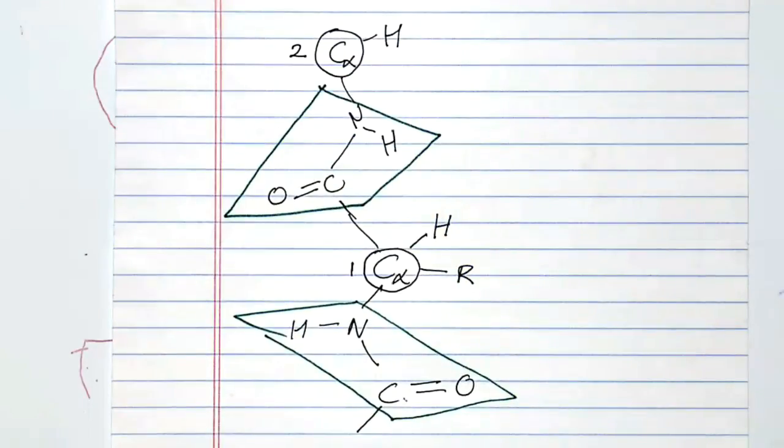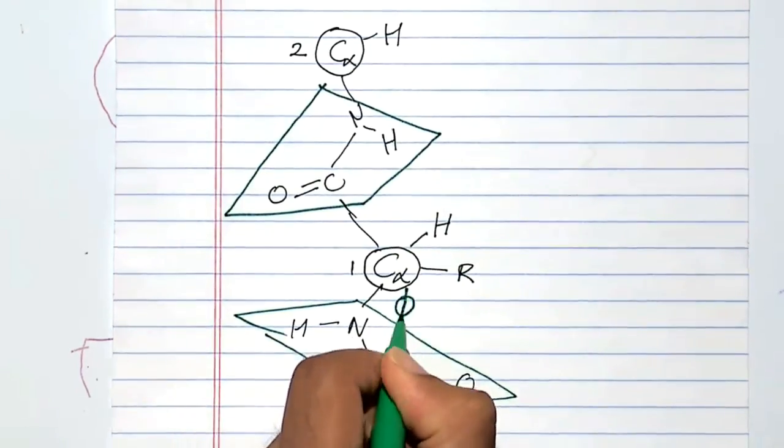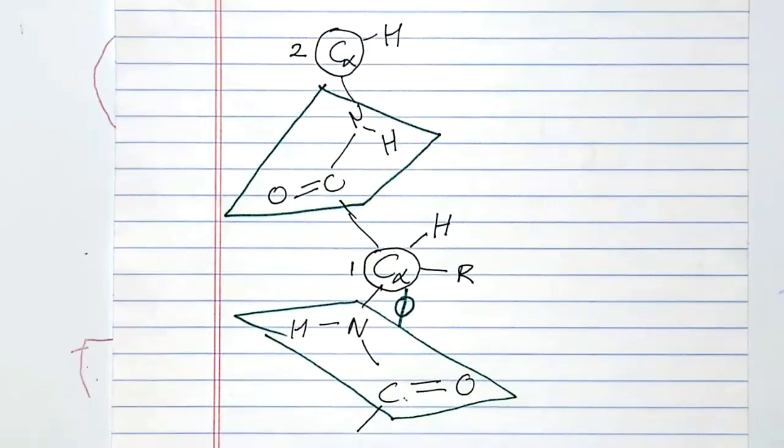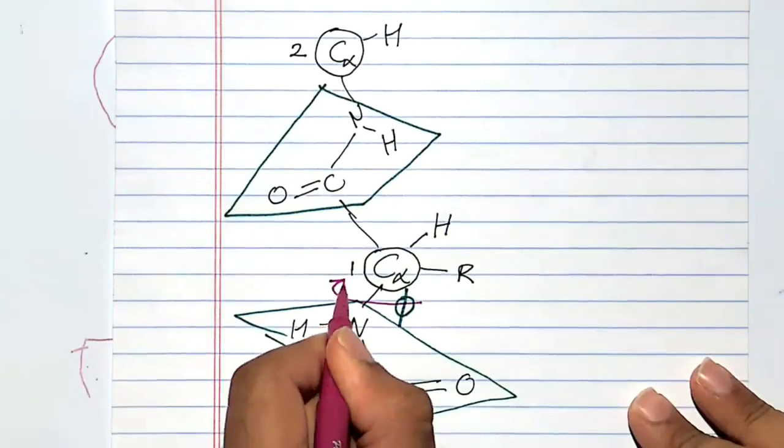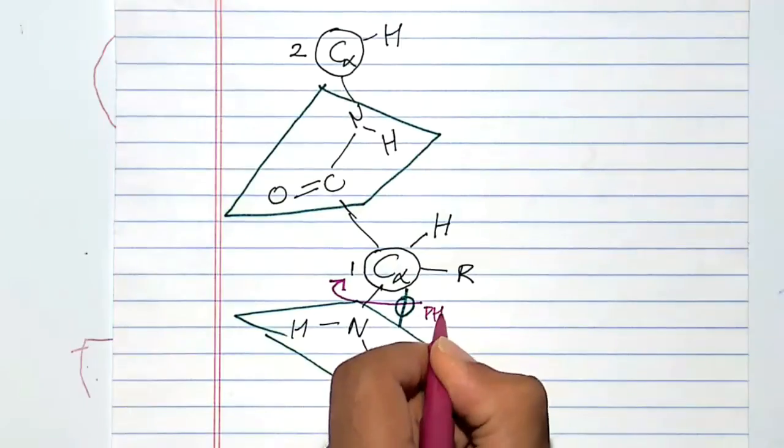Right, now let's put in our phi psi angles. All right. So what are the angles that we mentioned? Define phi and psi. The angle that defines phi, let's begin with phi first, is the angle between the alpha carbon and the NH. So this defines phi. So rotation across this bond, I can rotate it clockwise or counterclockwise, is phi.